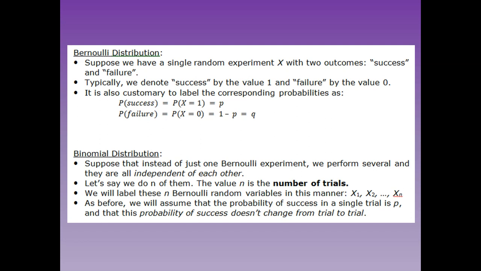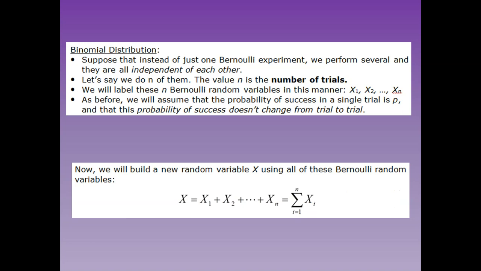We would have a Bernoulli random variable for each trial, and if we label them using subscripts to denote which trial they correspond to, we would have x sub 1, x sub 2, x sub 3, and so forth up to x sub n. As before, we'll assume that the probability of success for any trial is P, and that probability is consistent, that it doesn't change from one trial to another. At the bottom of this screen, there's a new random variable X that's constructed as the sum of all of the individual Bernoulli random variables.